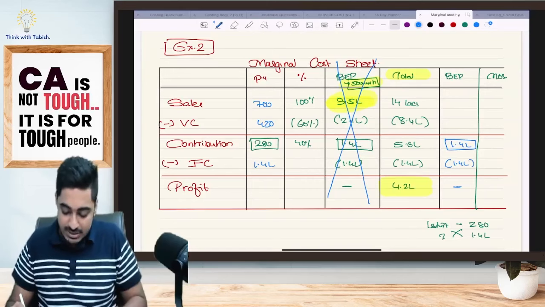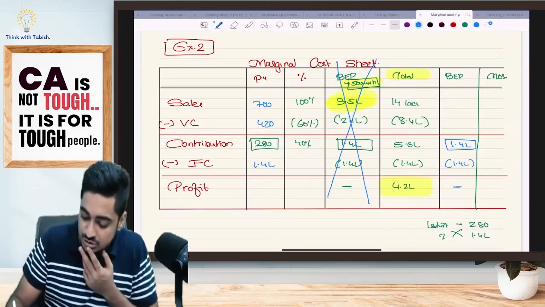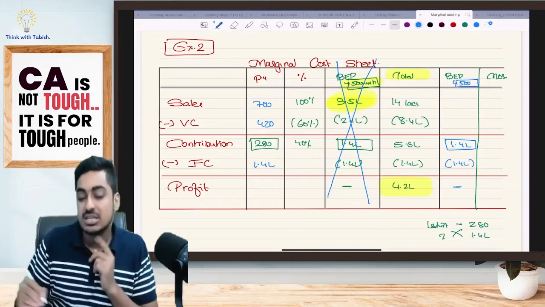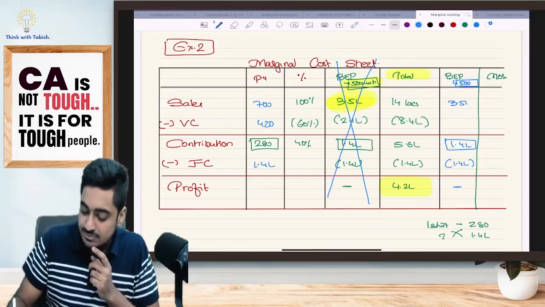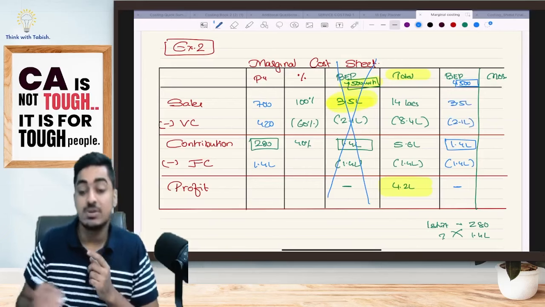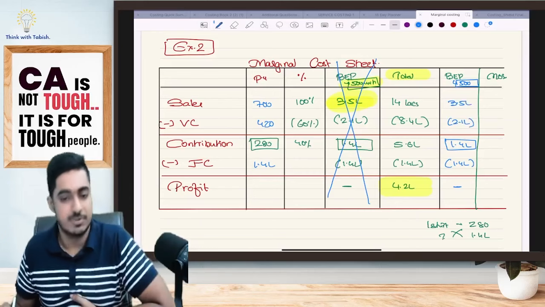In one shirt, how much am I getting? 280. That means how many shirts should I be selling? 500 shirts. Yes or no? Every 500 shirts I sold, every shirt I sold at 700. That means how much revenue did I get? 3,50,000. 2,10,000 is variable cost. Yes or no, everyone? Perfect.